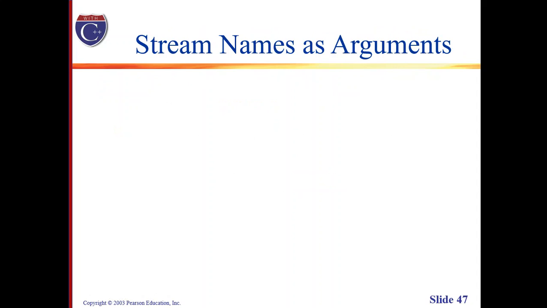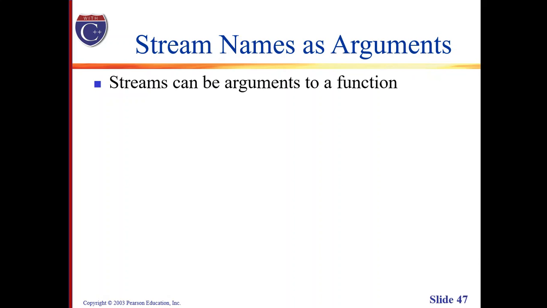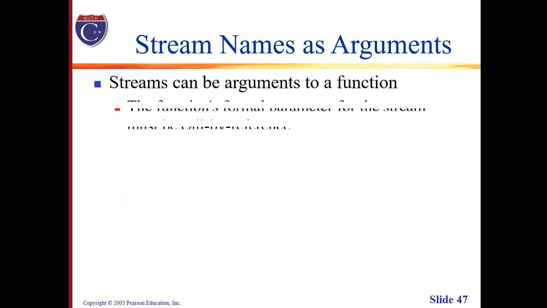Now, we can also use stream names as arguments. From our previous lessons, we have only worked with functions in which we provide numeric data types, or shall we say primitive data type variables, as arguments to our functions. But of course, we can also use stream objects as arguments to our functions. Streams can also be used as arguments of functions. The function's formal parameter for the stream, however, must be called by reference.